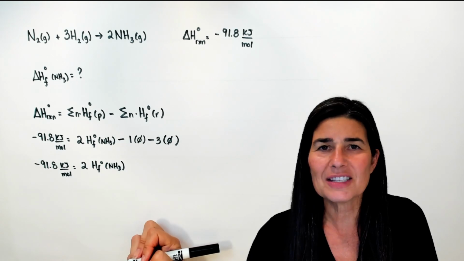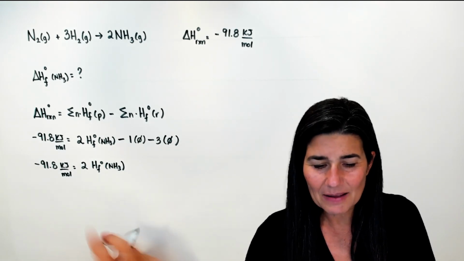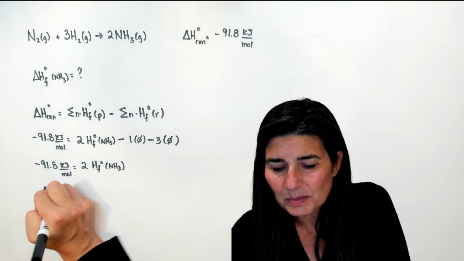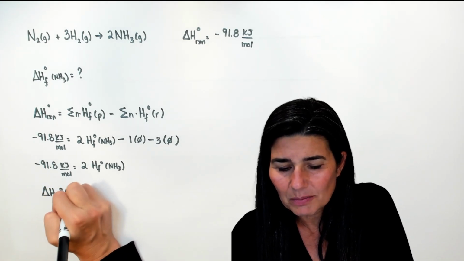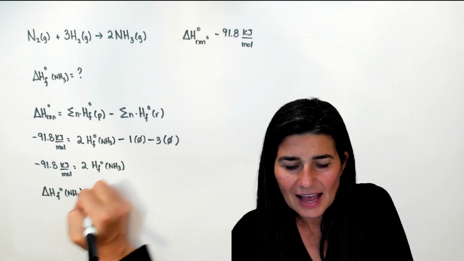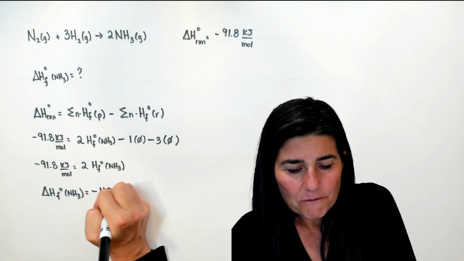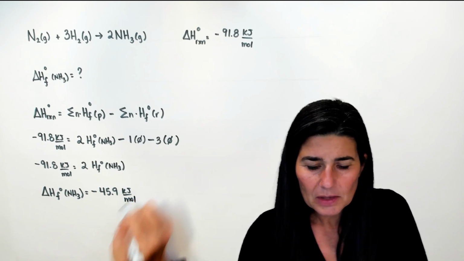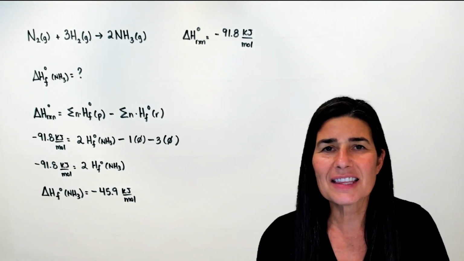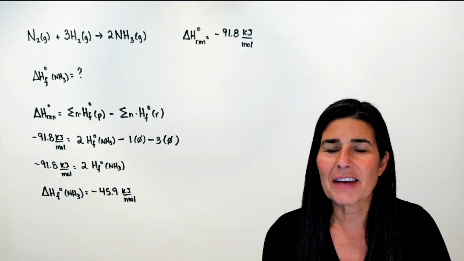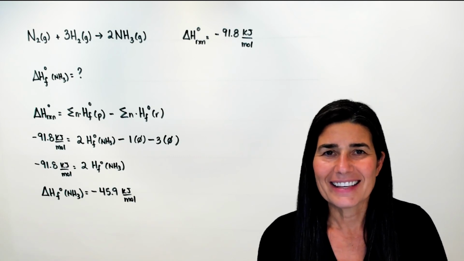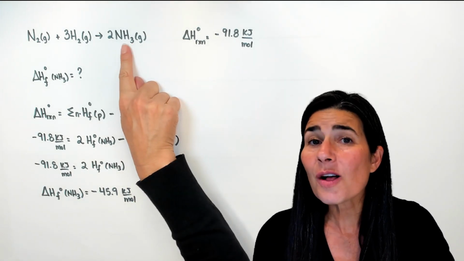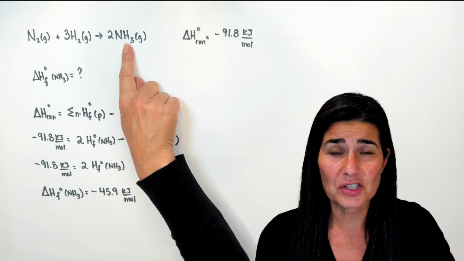Okay, all we need to do is go ahead and divide our answer by 2. If we do that, we get an enthalpy change, a standard heat of formation of NH3, of negative 45.9 kilojoules per mole. So all we needed to do was take this reaction and divide it by 2. Wait a second, that actually makes sense because this is almost a formation reaction.